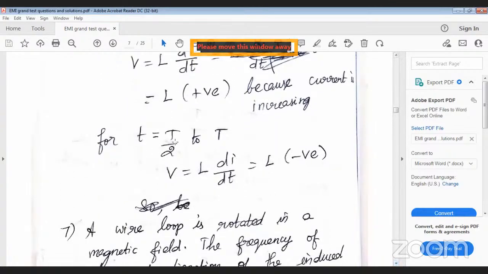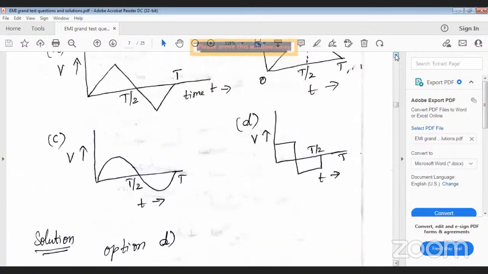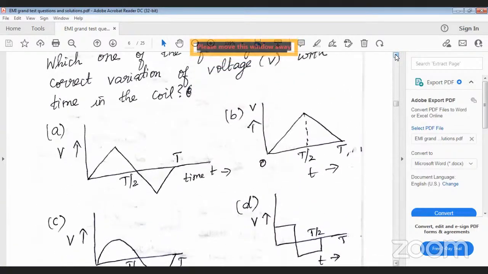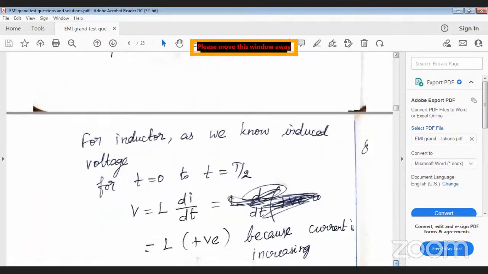For the second phase, the current is falling down. So that means your potential difference is negative. So an initial positive variation and then a negative variation of potential difference can be observed. That is shown in option D here.